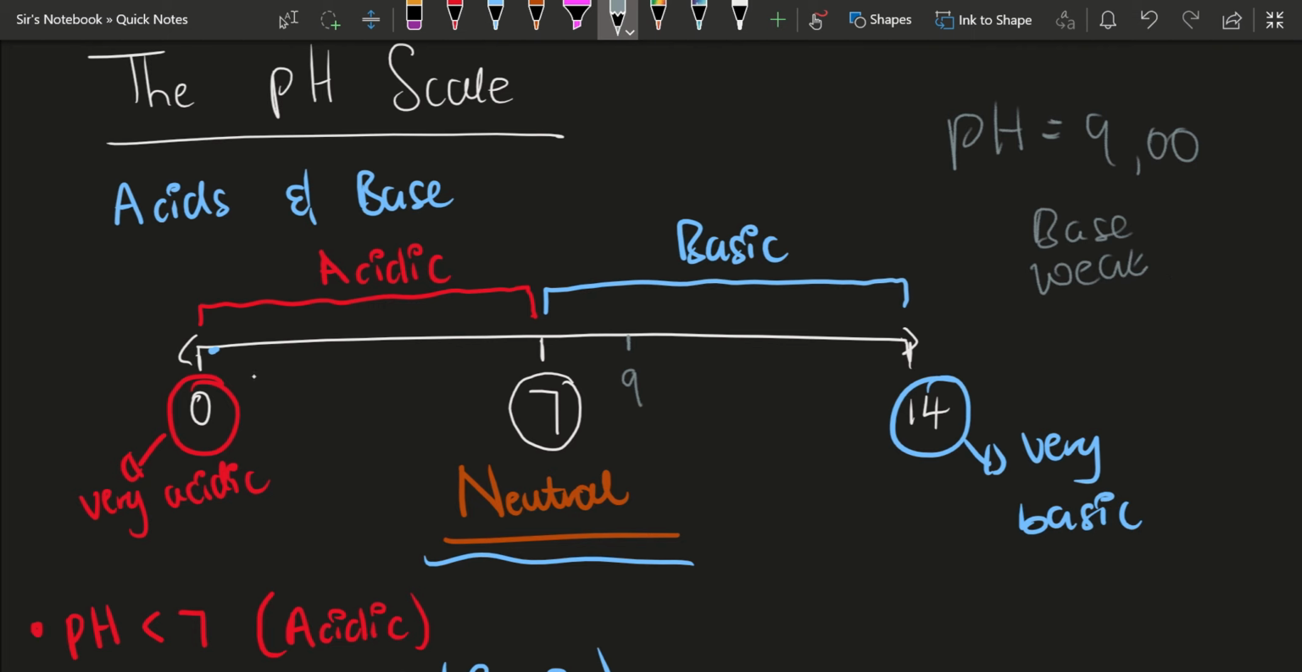Same thing with the acid. If you are somewhere around here, let's say this was 5, you're a bit distant from 0, but close to 7, still below 7. Therefore, you are still acidic, but you're not a strong acid. You are a weak acid, right? So that brings me to the different types of acids.